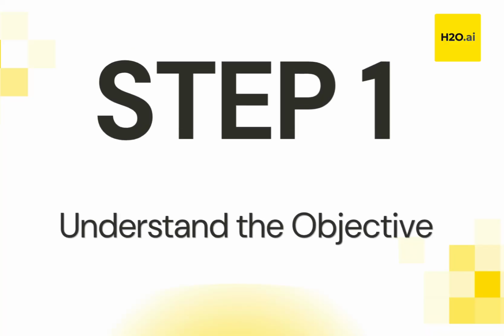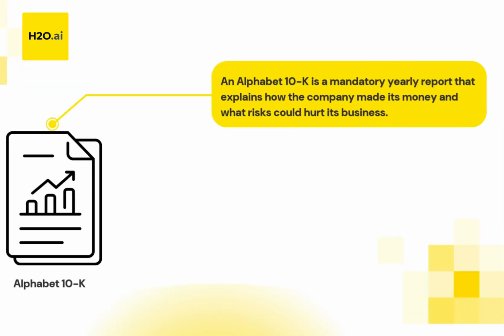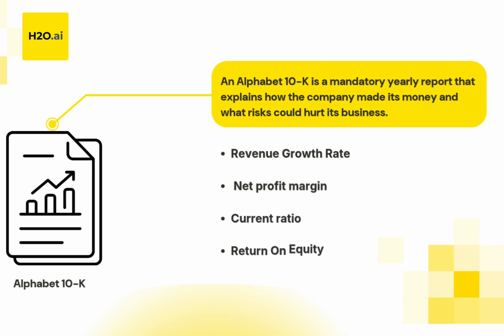Step 1. Understand the objective. In this tutorial, we'll extract financial ratios from Alphabet's Form 10K like revenue growth rate, net profit margin, current ratio, return on equity, and debt-to-equity ratio by creating an extractor with a matching JSON schema.